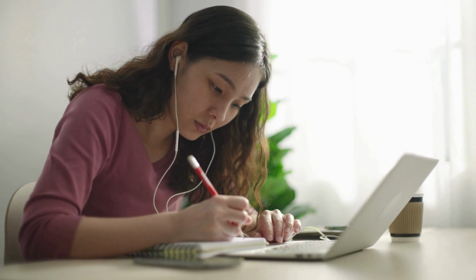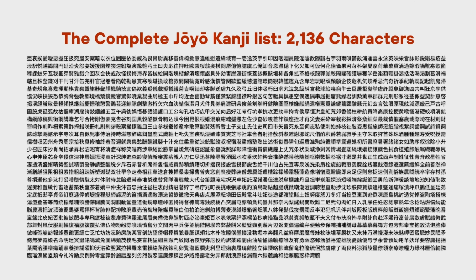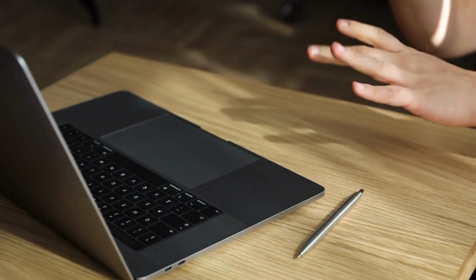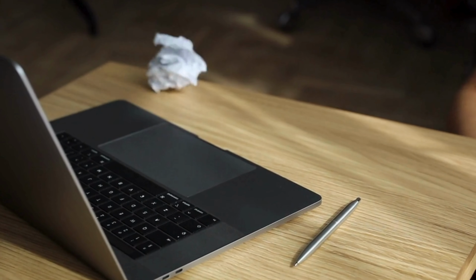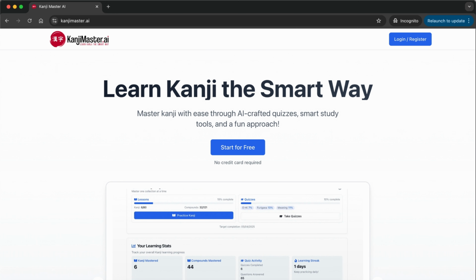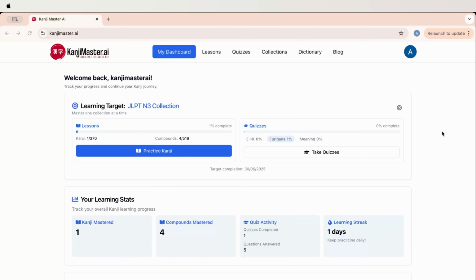Learning Japanese kanji can feel impossible sometimes. Thousands of characters, multiple readings, and meanings that change depending on the context. It's no surprise that many learners give up before they make any real progress. That's exactly the problem KanjiMaster.ai is built to solve.